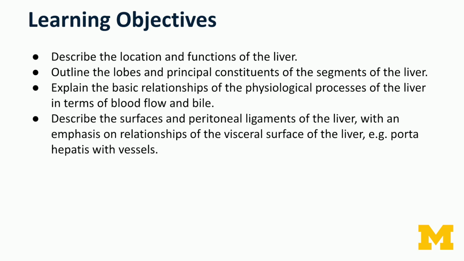In this video, we'll discuss the locations and functions of the liver, the lobes and principal constituents of the segments of the liver, the basic relationships and physiological processes of the liver in terms of both blood flow and the movement of bile, and we'll describe the peritoneal ligaments of the liver with an emphasis on the relationships of the visceral surface of the liver, especially the porta hepatis with its vessels.